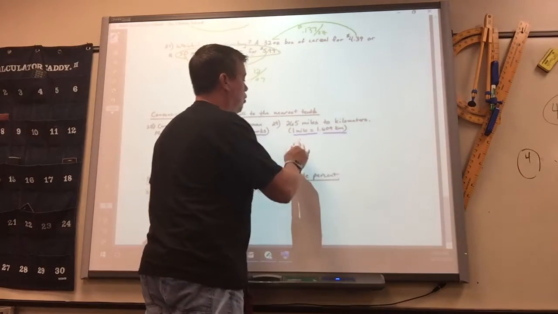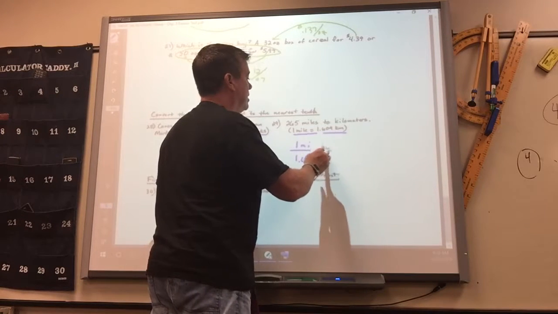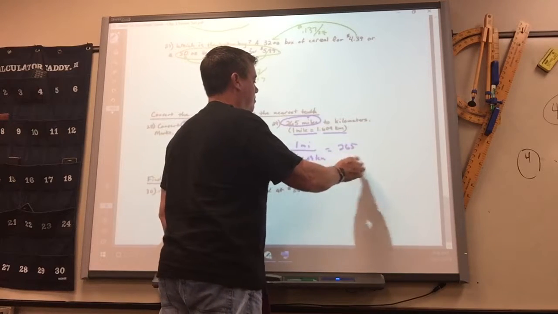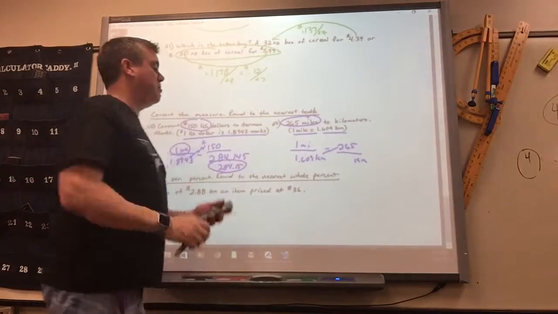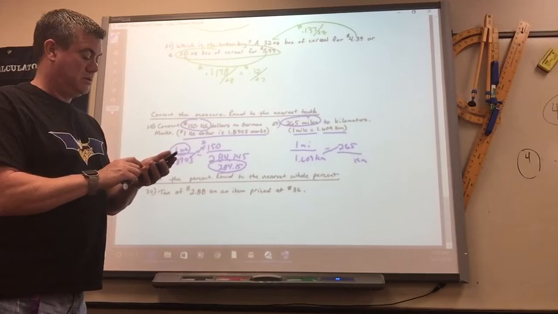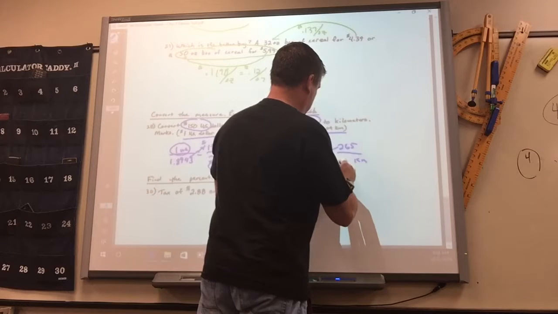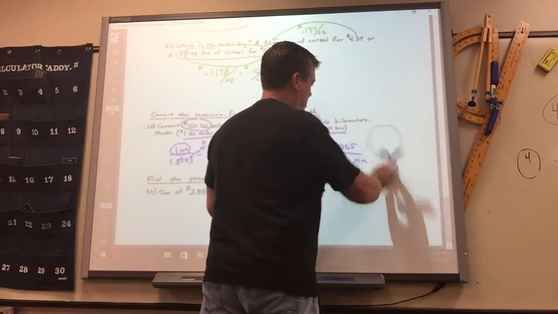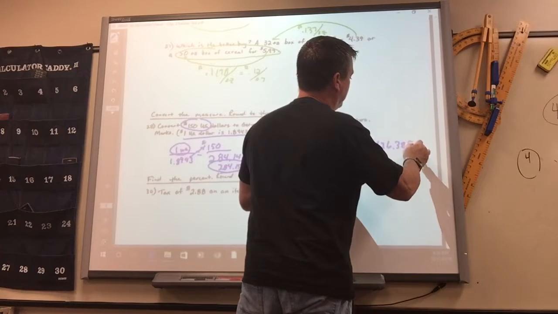Here's the conversion. 1 mile is 1.609 kilometers. So since this is miles, that would go on top, because I put miles on top. Kilometers is on the bottom. So you just cross multiply and divide. And that's 426, sorry, 0.385 kilometers.